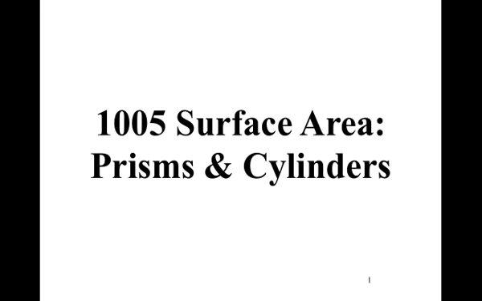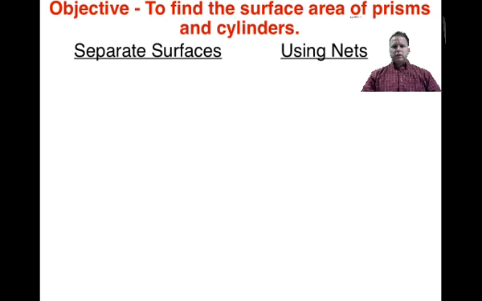10-5 Surface Area, Prisms and Cylinders. Our objective today is to find the surface area of prisms and cylinders. First of all, we have separate surfaces and using nets. So one way you can do it is to kind of break up the figures.